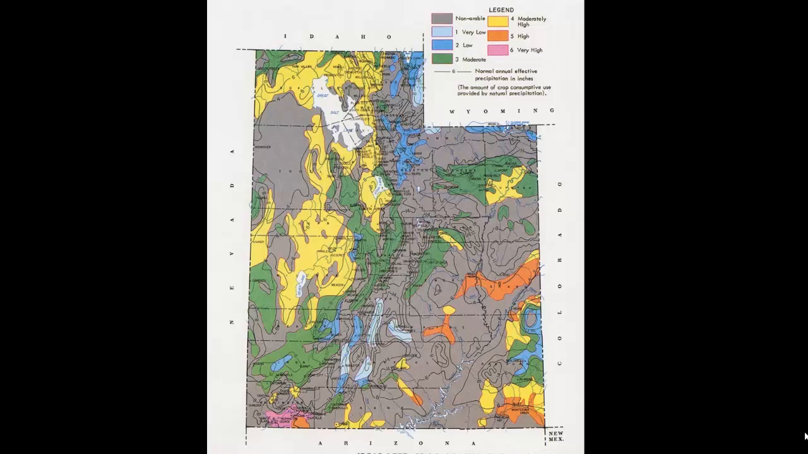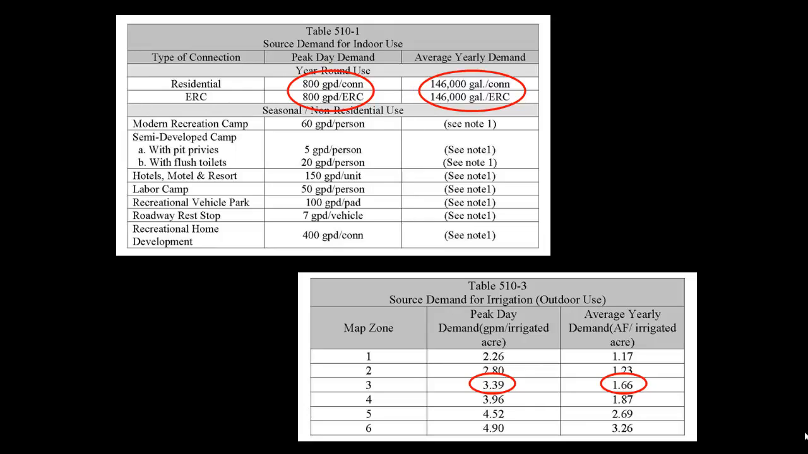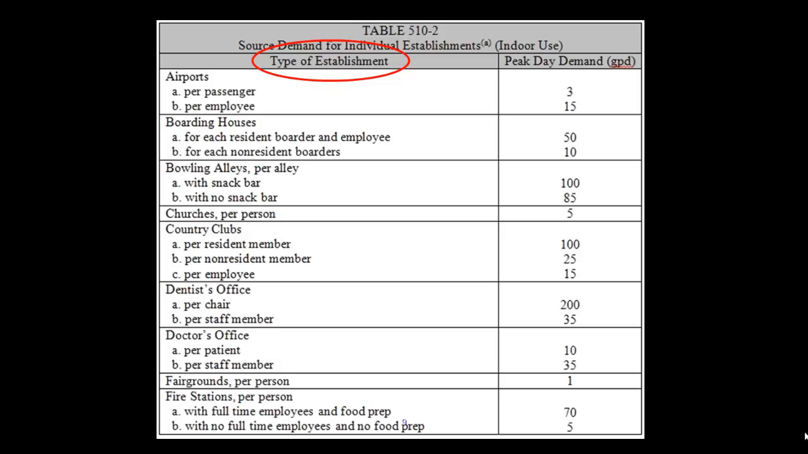Utah has 6 climate zones, excluding non-arable lands, which correspond with crop consumptive use and annual precipitation. In the northern mountains, the outside watering requirements would be quite low, Zone 1, compared with the southern part of the state where the climate is usually very warm, Zone 6. As a result, these use zones have different outside watering requirements. These are copies of tables 510-1 and 3 showing the minimum values for indoor and outdoor source demands described in the previous slides. Table 510-2 lists demands for various types of establishments that may be associated with non-community water systems. This table includes many other establishment types not shown here.